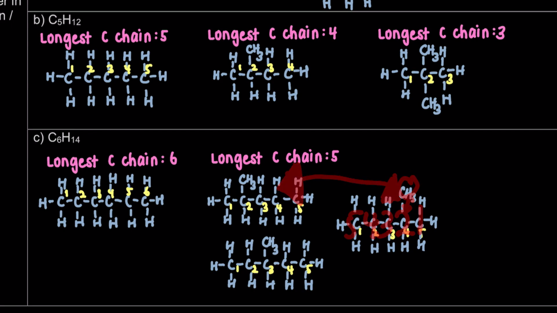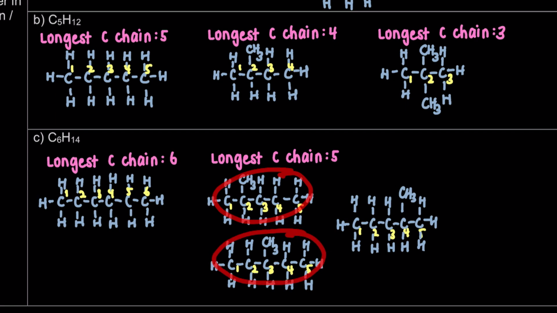Again, why is this structure and this structure not the same? Because if you count from this one, 1, 2, 3, 4, 5, and for this one, 1, 2, 3, 4, 5, again, this is carbon number 3.